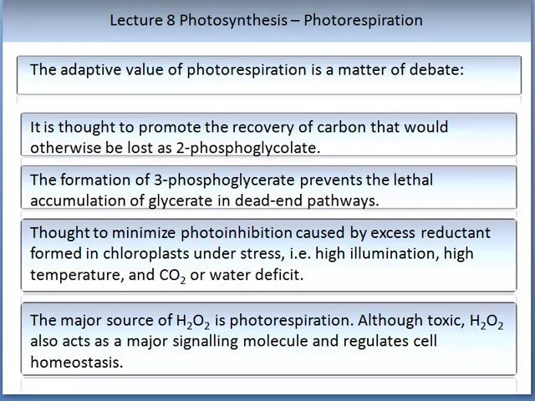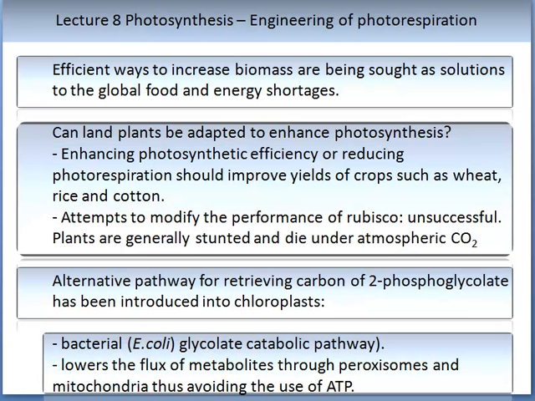And lastly, the major source of hydrogen peroxide is photorespiration. Although toxic, hydrogen peroxide also acts as a major signaling molecule and regulates cell homeostasis, and thus has a positive role. Let us talk about engineering of photorespiration.